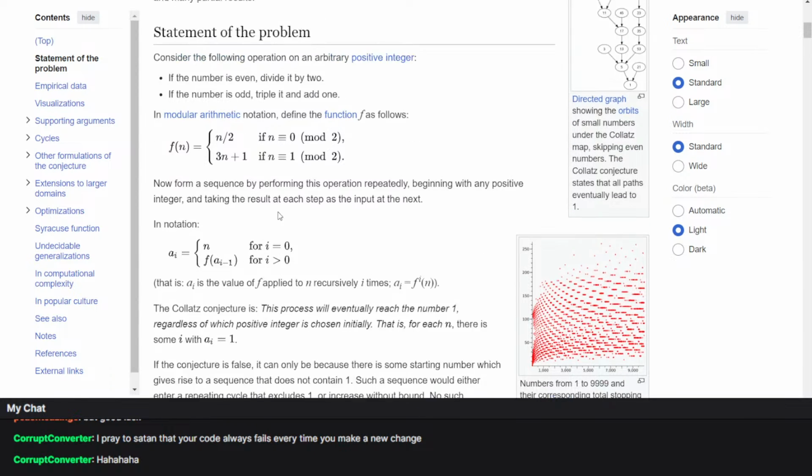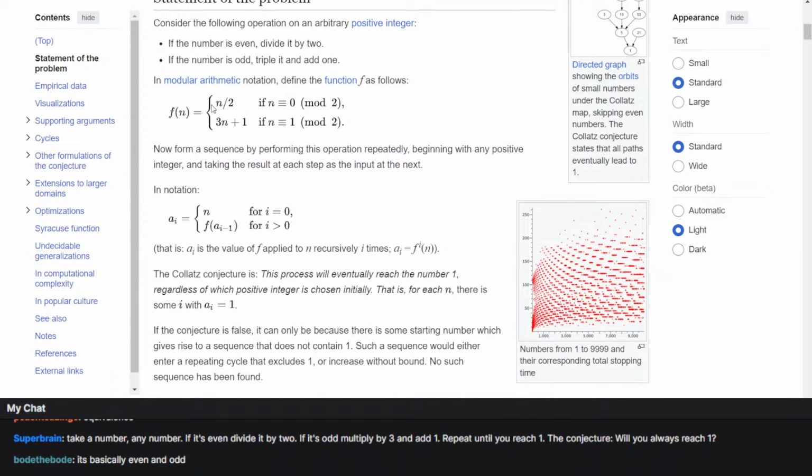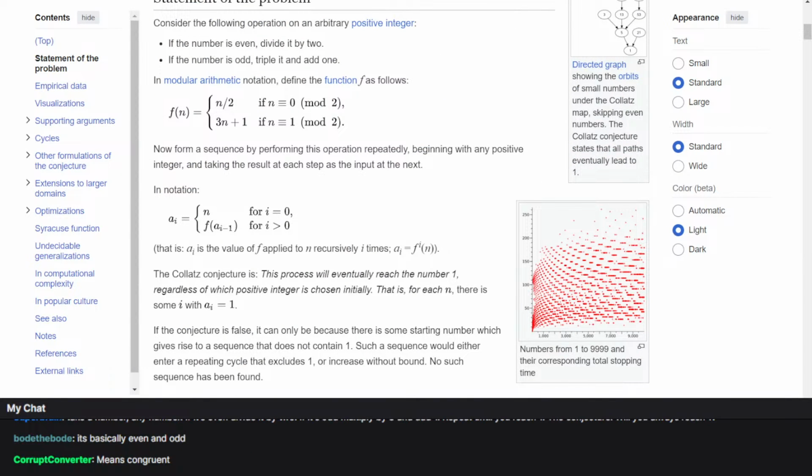Yeah, I don't even understand what it's asking. Well, I tried. I looked at it and I looked at it. Lingo says equivalence. Oh, equivalence. If and only if. Wait, what? Oh, equivalence. Oh, yeah. The triple equal sign. Lingo says caret.